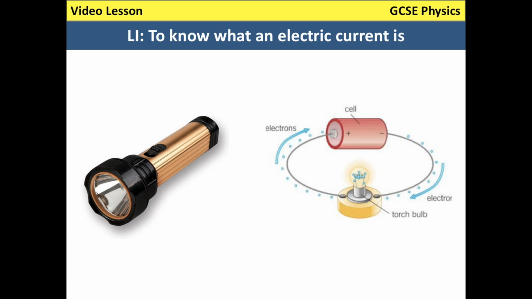The size of an electric current is the rate of flow of charge. This is the flow of charge per second, and the greater the number of electrons that pass through a component, the bigger the current passing through it will be.